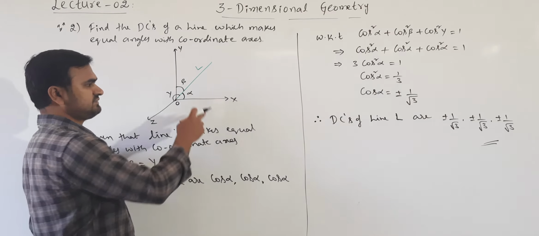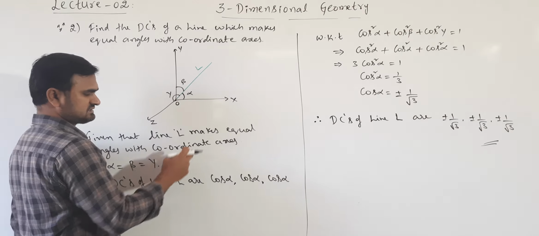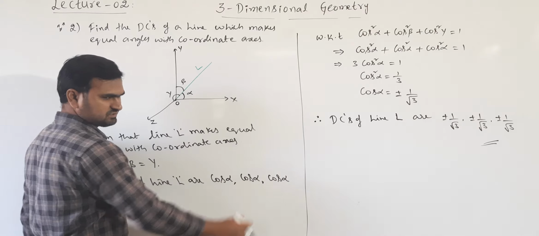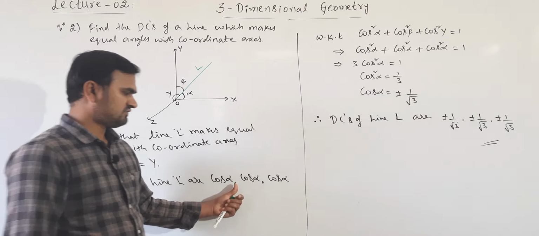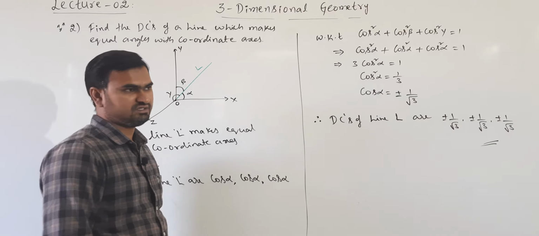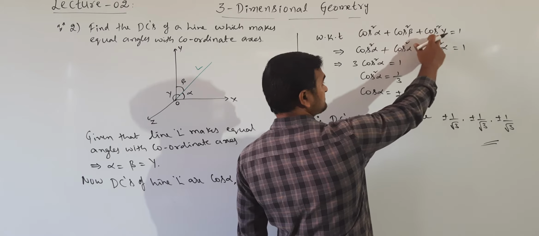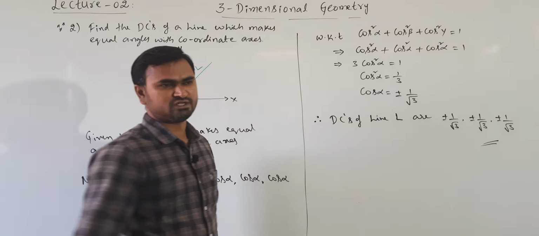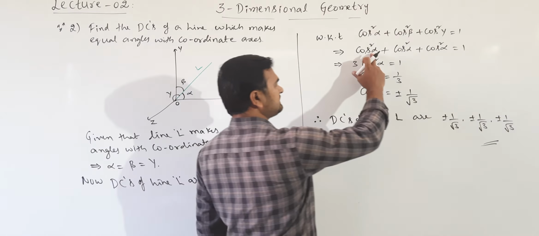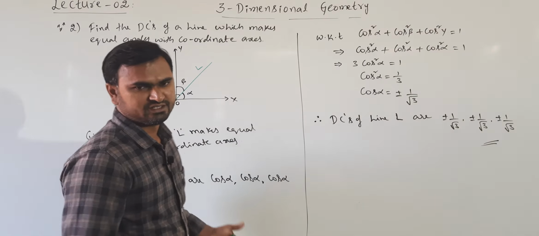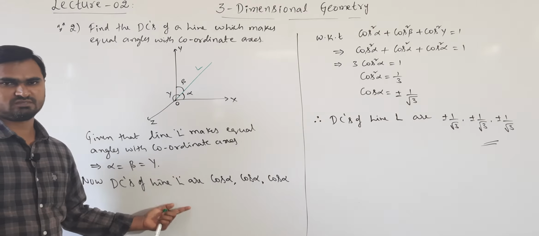Understand? So the line is making equal angles with the coordinate axes, alpha equal to beta equal to gamma. So these are the direction cosines, but we don't know alpha here. So how to find the alpha value? Using the relation between the DCs. Cos square alpha plus cos square beta plus cos square gamma is 1, we know. As all the angles are equal, substitute and solve, we will get cos alpha. Then we can write the DCs of the line. Understand?